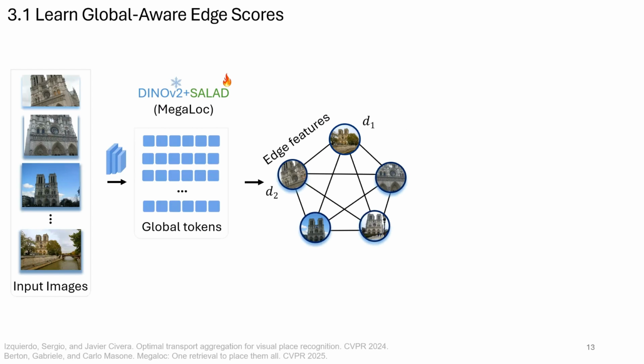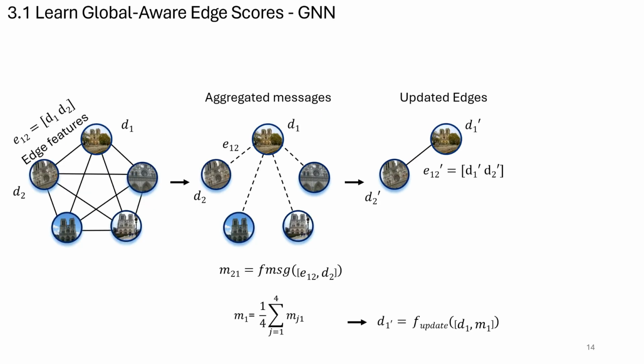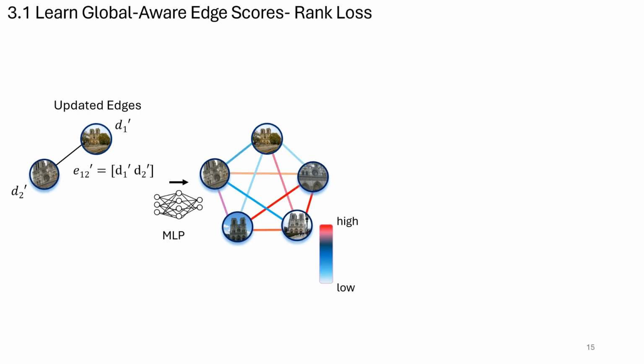So far, we got to know that we prefer global scoring and global selection. How do we get the scores? Given a set of input images, we use frozen DINOv2 plus tuned SALAD as a visual encoder for node representations. Then the edge features are built by the concatenation of the end nodes. And then we send the edge features and the node features to a graph neural network to aggregate the messages for different nodes, and then we update the nodes and edges in the GNN. In the end, we run the MLP on top for the global selection.